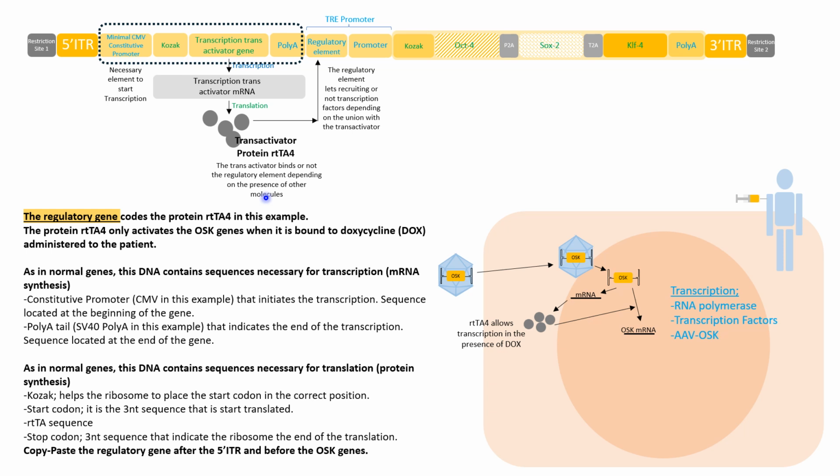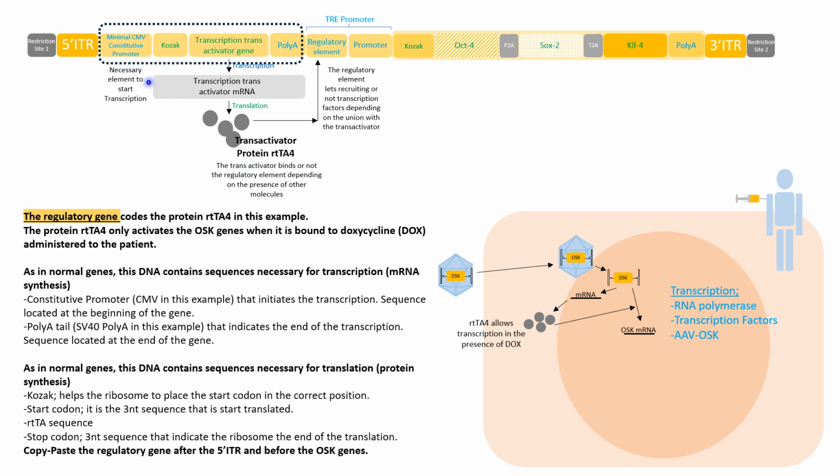rtTA4 is a protein that senses the presence of doxycycline. So we give the patient doxycycline, and once there is doxycycline in the media, the protein binds the doxycycline, and once it is bound, it is active and able to interact with the promoter of the second cassette of genes, the OS genes. Once it detects doxycycline, it is activated and starts interacting with the promoter of the second cassette, and the transcription of the second cassette of genes can happen. That's why it's called a regulatory gene.